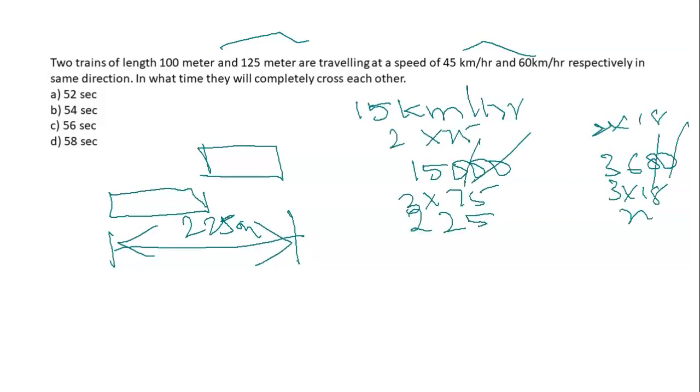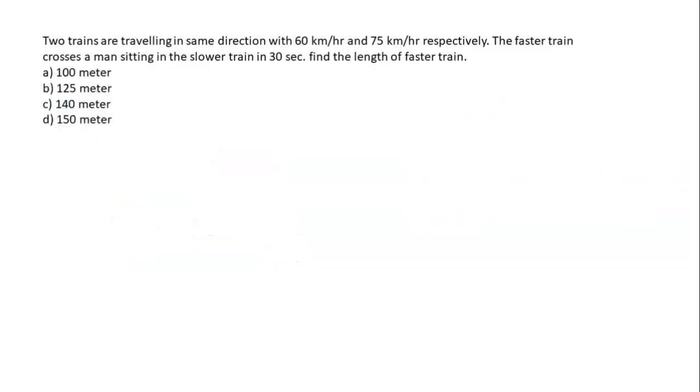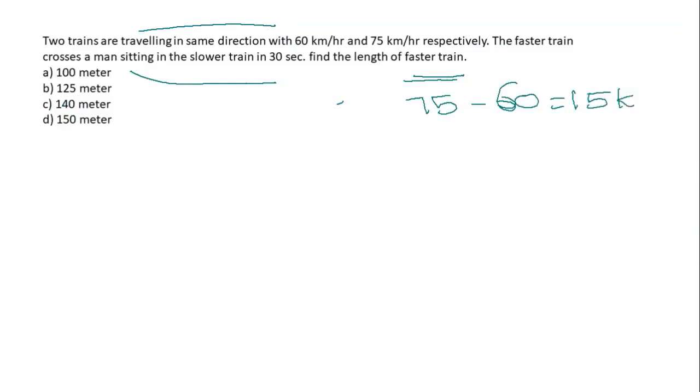50. Next question. Two trains are traveling in the same direction with 60 and 75. The faster train crosses a man sitting in the slower train in 30 seconds. The length of the faster train is? Give me the answers, I'm just waiting. For people who are not able to understand, see this, I'm slowly solving it for you. Two trains are traveling in the same direction. Same direction, so the relative speed is 75 minus 60, correct? Relative speed in the same direction is always subtracted. So the speed becomes 15 kilometers per hour.